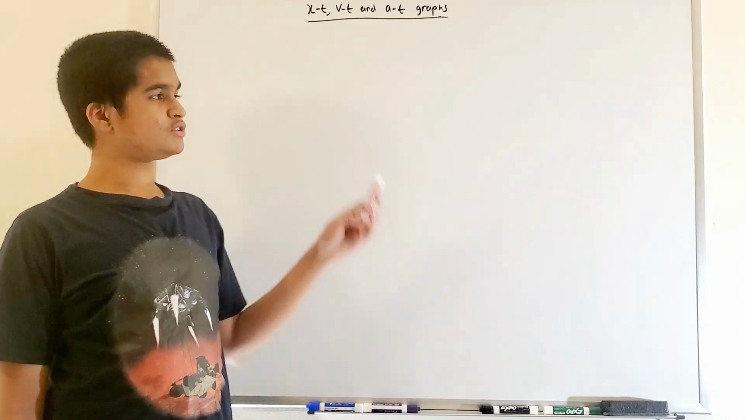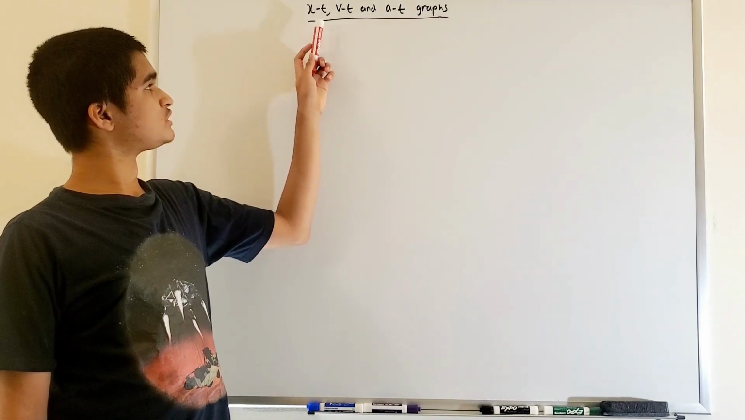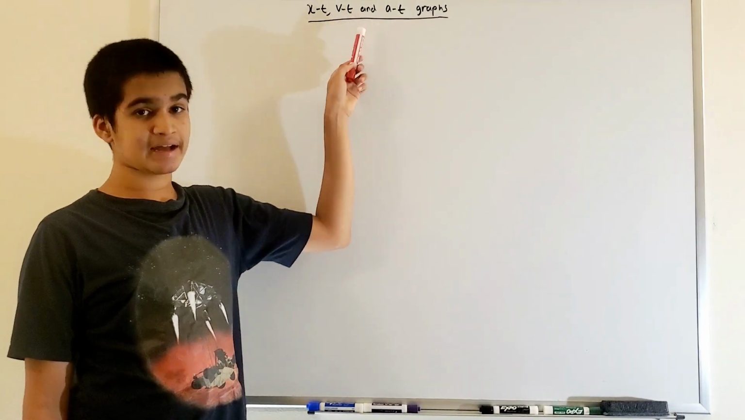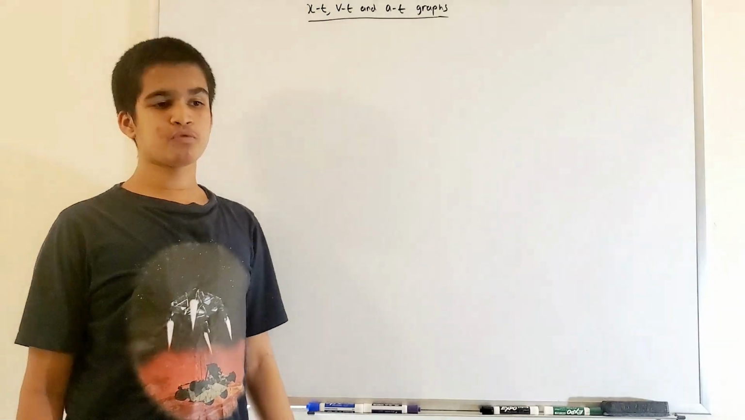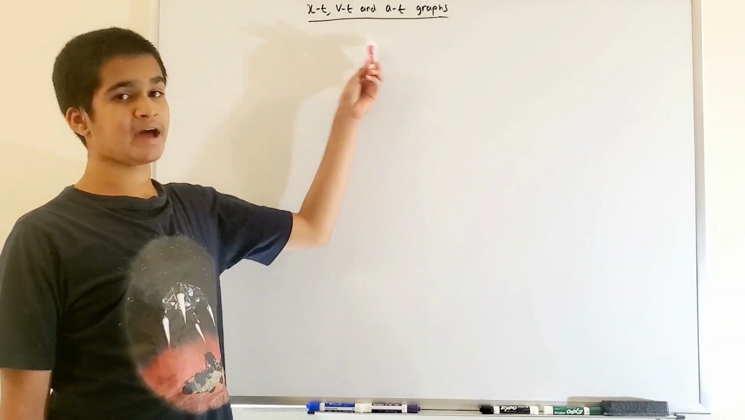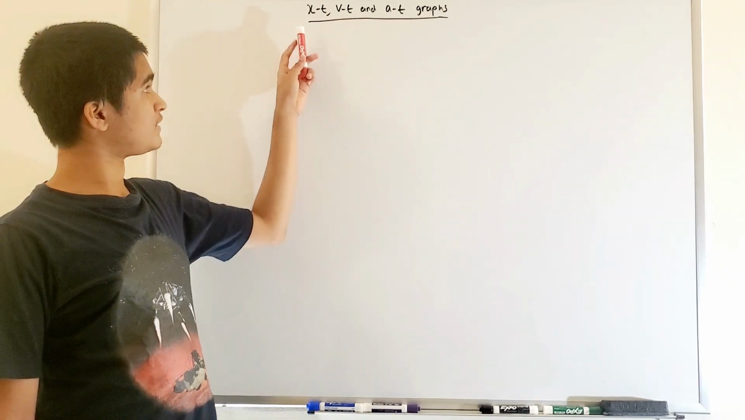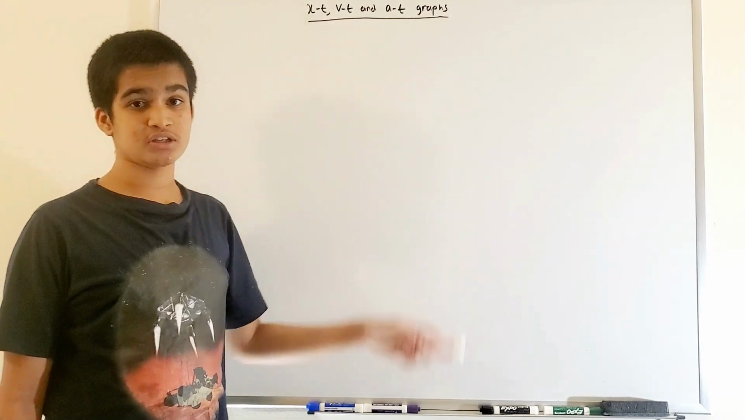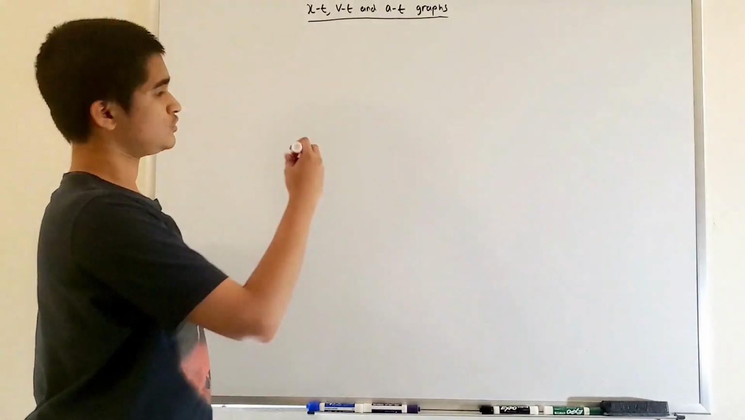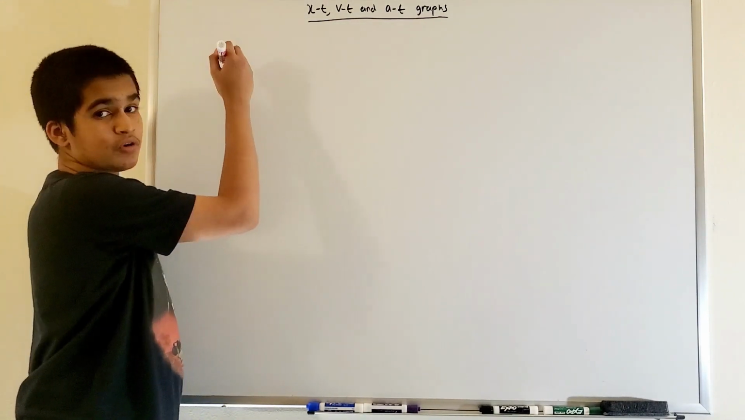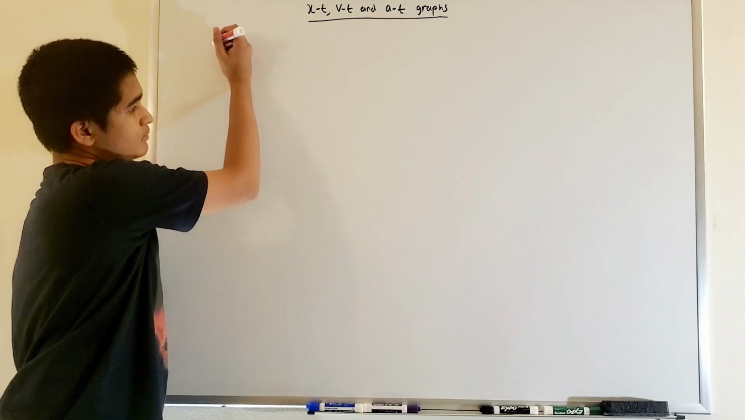Hello everyone. Today we're going to talk about displacement time graphs, velocity time graphs, and acceleration time graphs. Before we dive deep into how to analyze and interpret these graphs, let us first recall the definitions of displacement, velocity, and acceleration. So displacement is how far an object has displaced from its initial position.